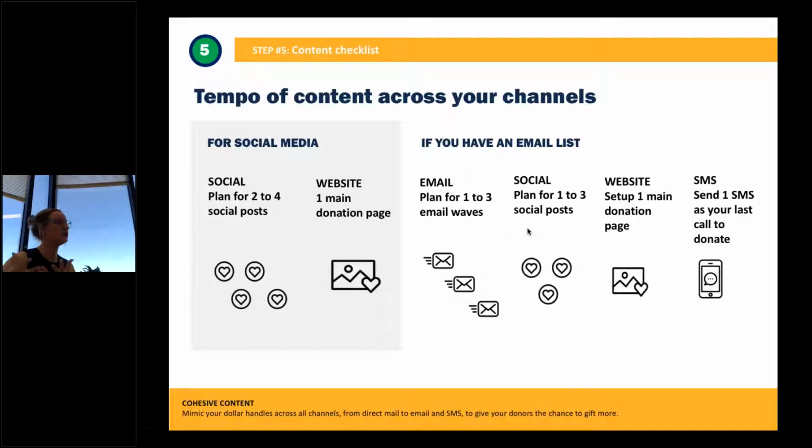Just the tempo, if you do have a more established email list, so if you've got a broader audience, the other side of this content is to plan out your email approach and your social and your website. On emails, we talk about 1 to 3 waves of emails, and you would support these on social, and also you would use your website once again to attract those donations.